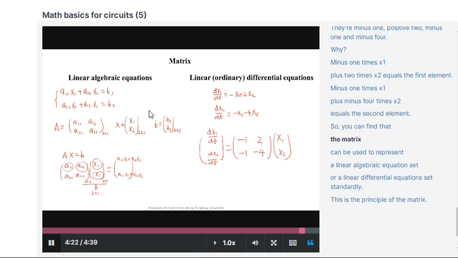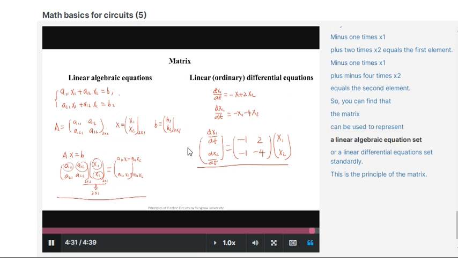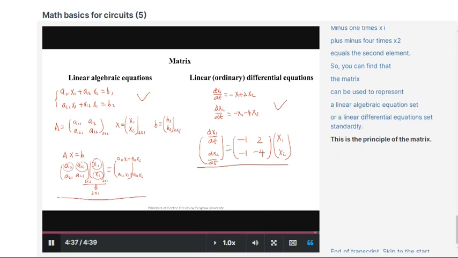So you can see that the matrix can be used to represent a linear algebraic equation set or a linear differential equation set standardly. This is the principle of the matrix.